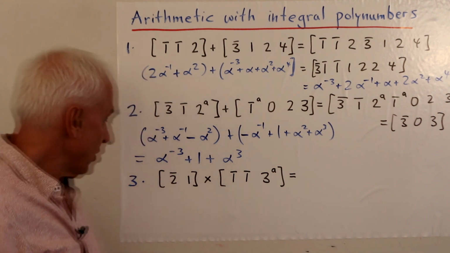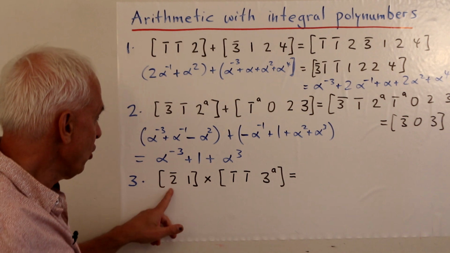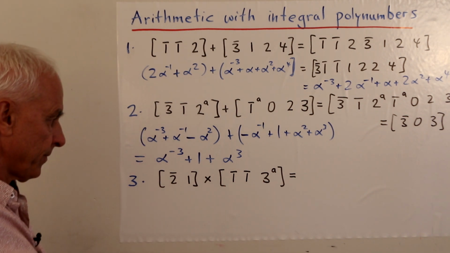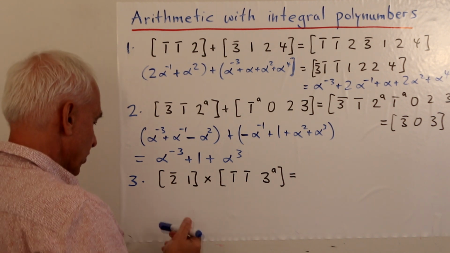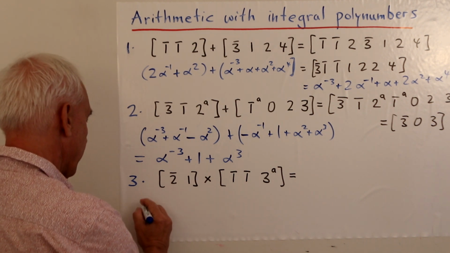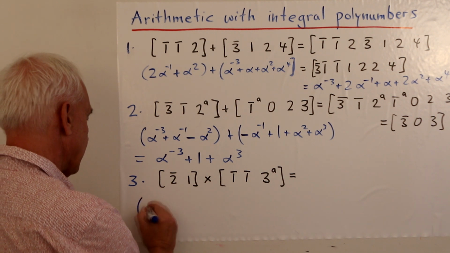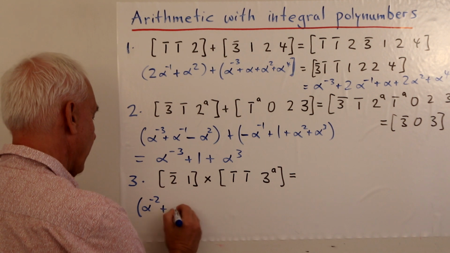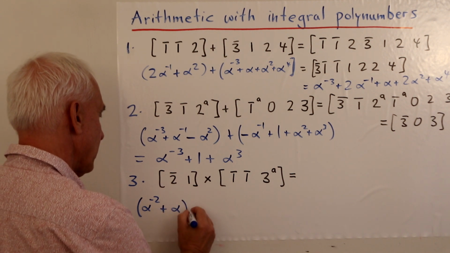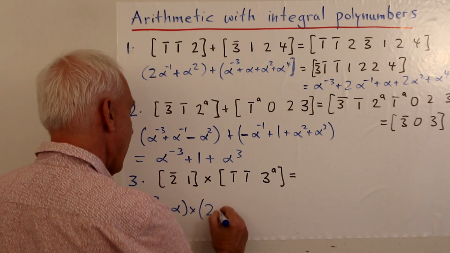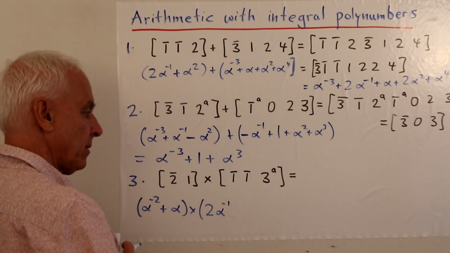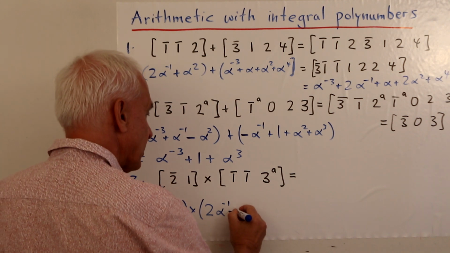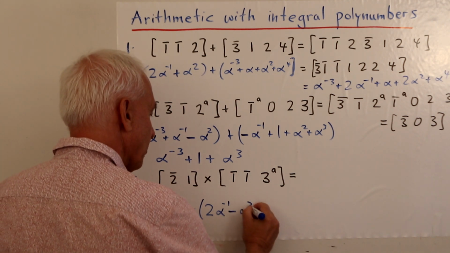Okay. So let's do a multiplication. 2 bar 1 times 1 bar, ante 3. In terms of polynomials or polynumbers, this one here is like alpha to the minus 2 plus alpha, times 2 alpha to the minus 1 plus 3 ante. That's minus alpha cubed.